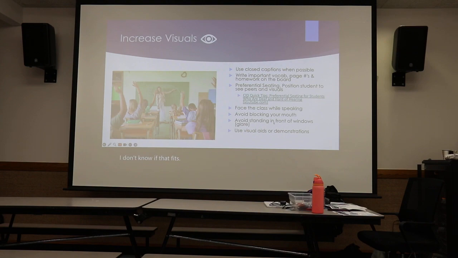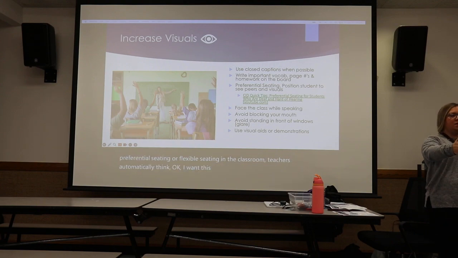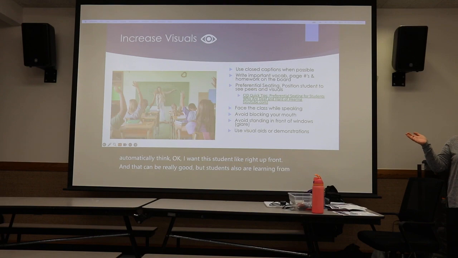I have a quick video that just talks about preferential seating, which I think is really good because a lot of times when we think about preferential seating or flexible seating in the classroom, teachers automatically think, okay, I want the student right up front. And that can be really good, but students also are learning from other students around them. And so if they can't hear something, a lot of times they're going to look to the other students around them to see what they're doing. They're going to model that behavior.